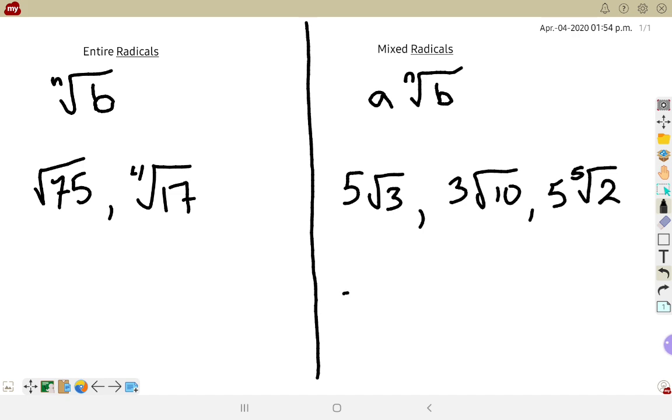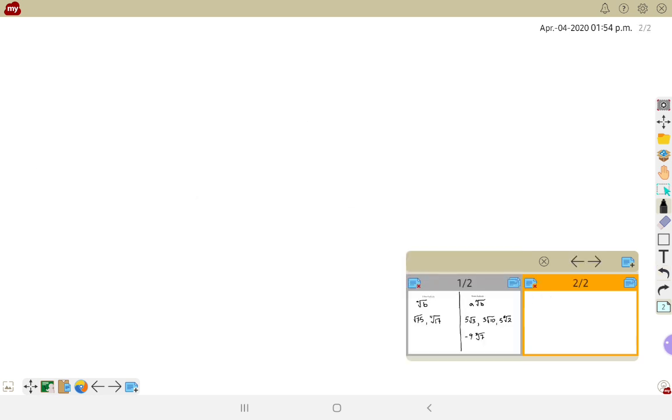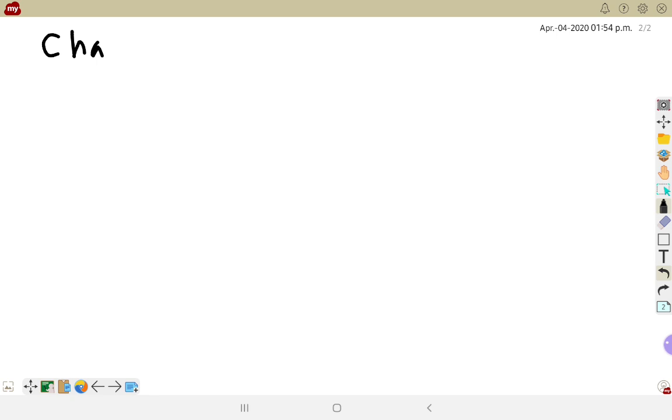Now it's possible with a mixed radical I can have a negative in front. So I'm allowed to have a negative as part of my coefficient. We have to be careful with those negatives. Sometimes we can actually include them underneath the radical symbol. Sometimes we can't, but we'll talk about that a little bit more. So what we're going to be doing is looking at changing an entire radical into a mixed radical.